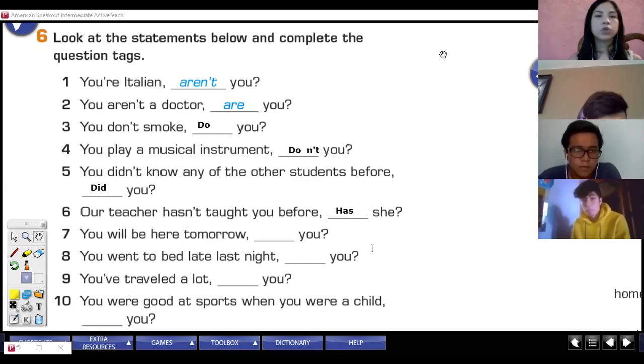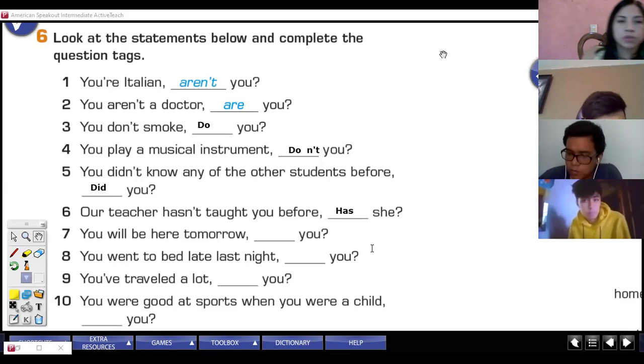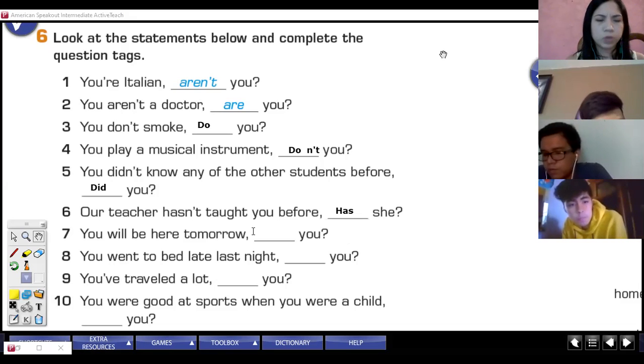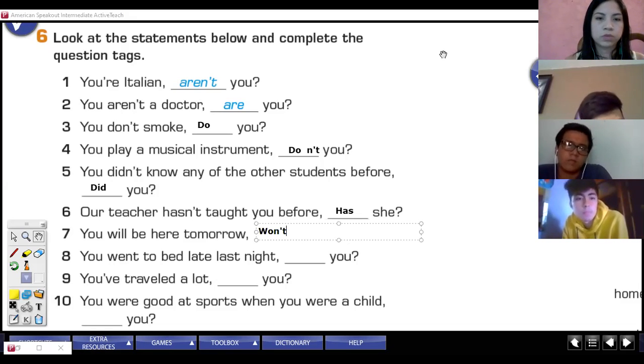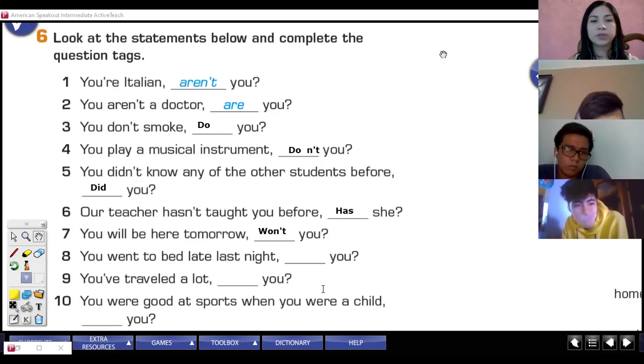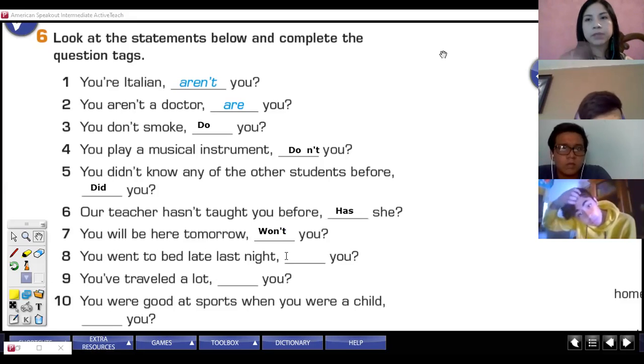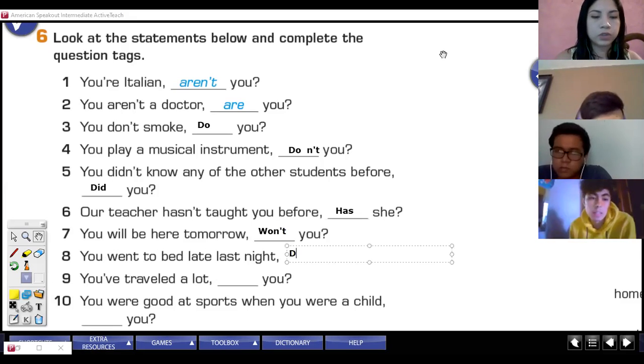Number 7, you will be here tomorrow. This is affirmative. Negative, won't you? Number 8, you went to bed late last night. Didn't you? This is simple past. What is the auxiliary? Did. Affirmative or negative? Negative. Didn't you?